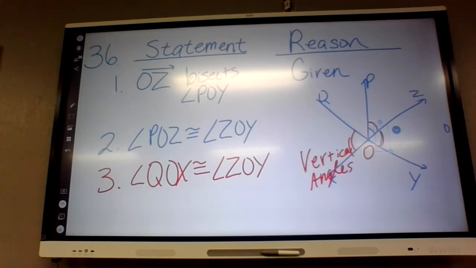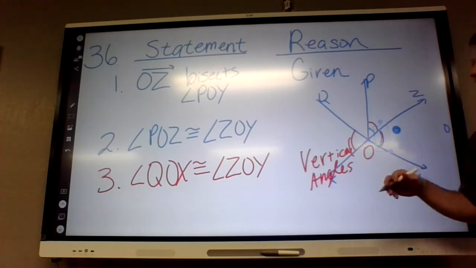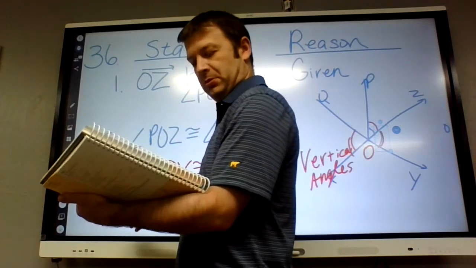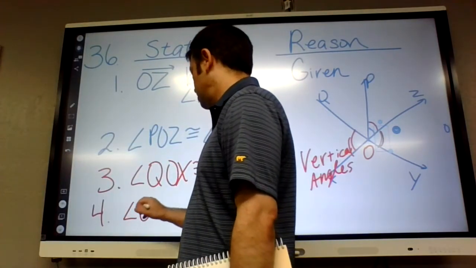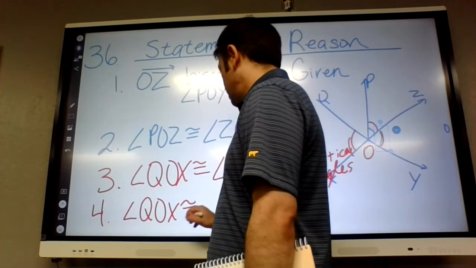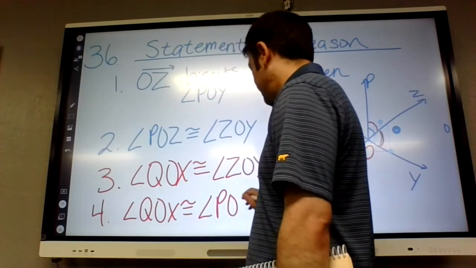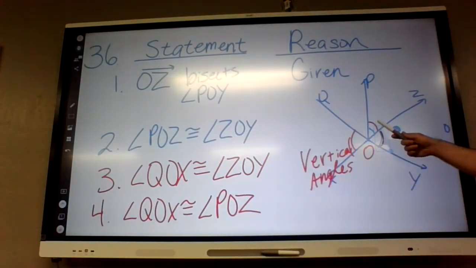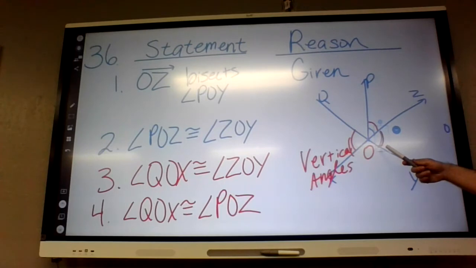No, we're not done. What we were trying to say, although we were close, is QOX is the same as POZ. Why can't I say that? After the given, what we said was that is congruent to that. Then on the third line we said that is congruent to that. You have to put the ZY in it too. So why do I know that that is congruent to that?